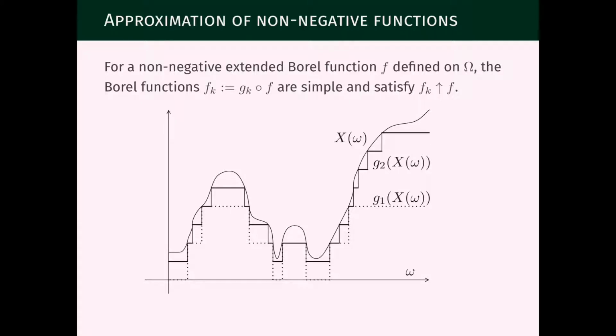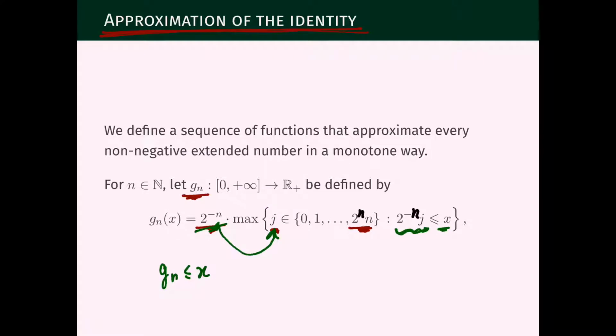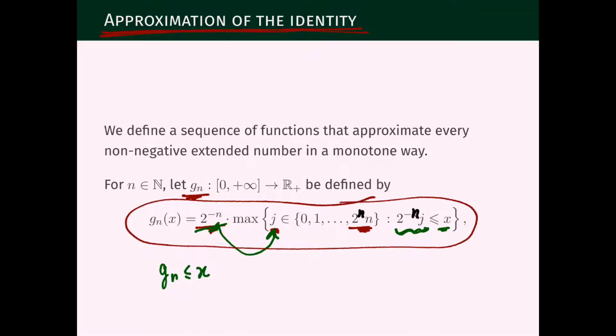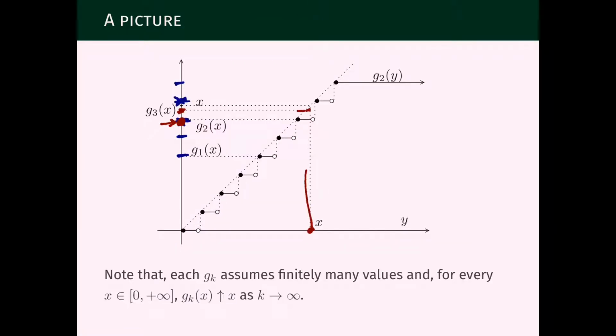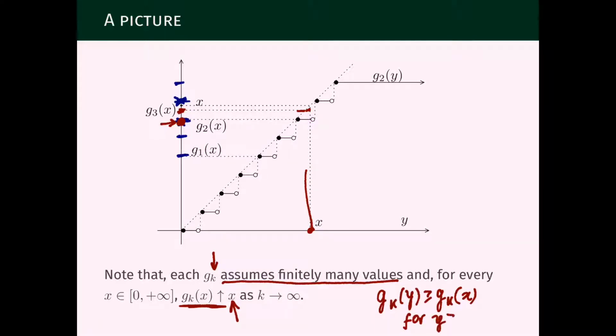So in the first part of this video lecture, we saw a function, a magic formula. The formula in itself is not very important. What's important is there exists a sequence of functions with these properties. Each one takes finitely many values. They are non-decreasing in the parameter k, and for each point x they converge to x as k tends to infinity. Moreover, gk of y is larger than gk of x for y larger than x, but I'm not sure we're even going to need this property.